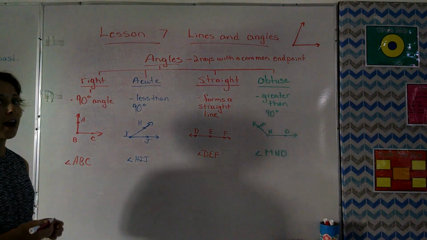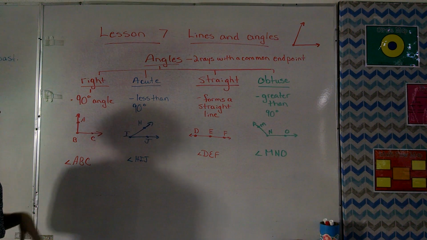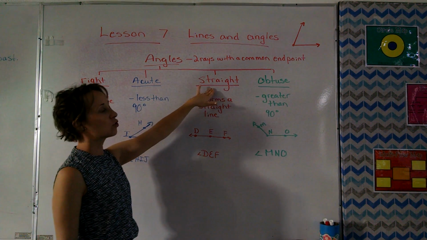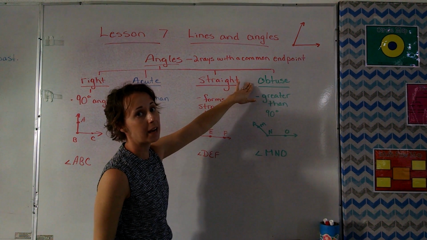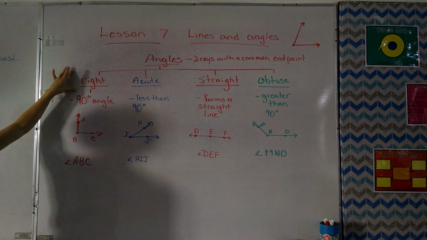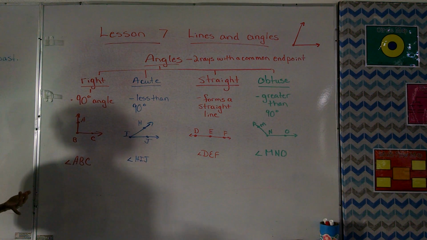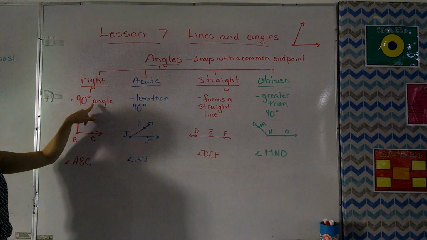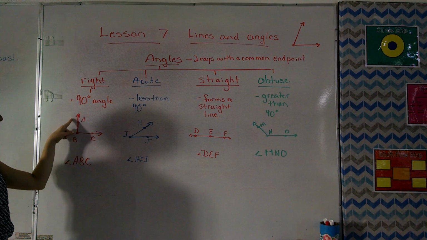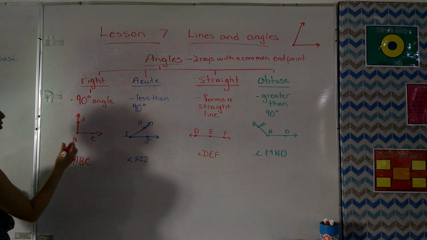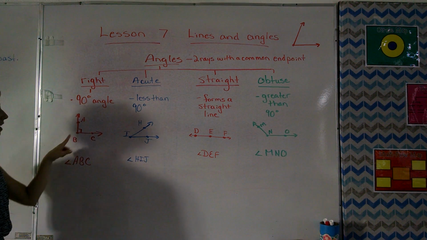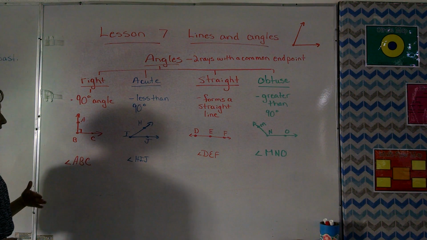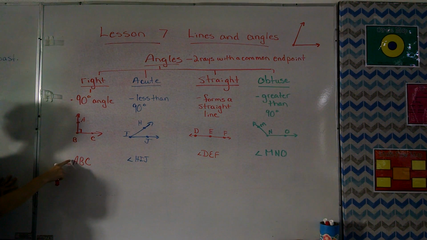We classify our angles into 4 different types: right angles, acute angles, straight angles, and obtuse angles. A right angle is what you find in your rectangles, your squares, and the corners of all the buildings, hopefully. Right angles are 90-degree angles. They make perfect L's. Sometimes we put a little square in here as a symbol to show that it's a right angle.